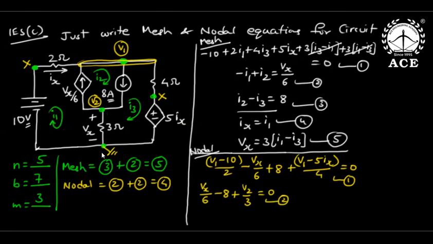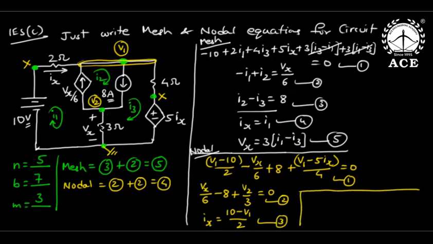Okay, now the link equations. What are the link equations? See, Ix is a current flowing right side, but Ix is 10 minus V1 by 2. So Ix is 10 minus V1 by 2. That is equation 3. And I'm writing the last equation here.